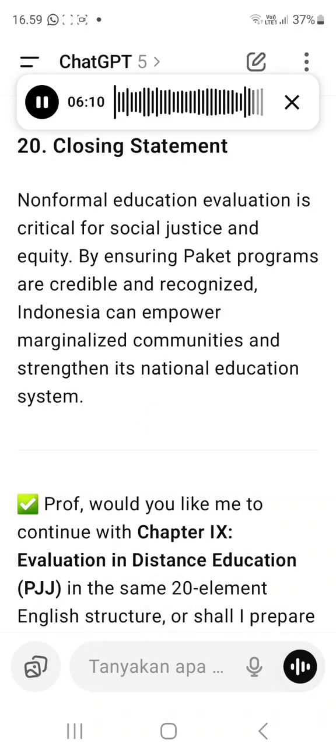Closing statement. Non-formal education evaluation is critical for social justice and equity. By ensuring Packet programs are credible and recognized, Indonesia can empower marginalized communities and strengthen its national education system.